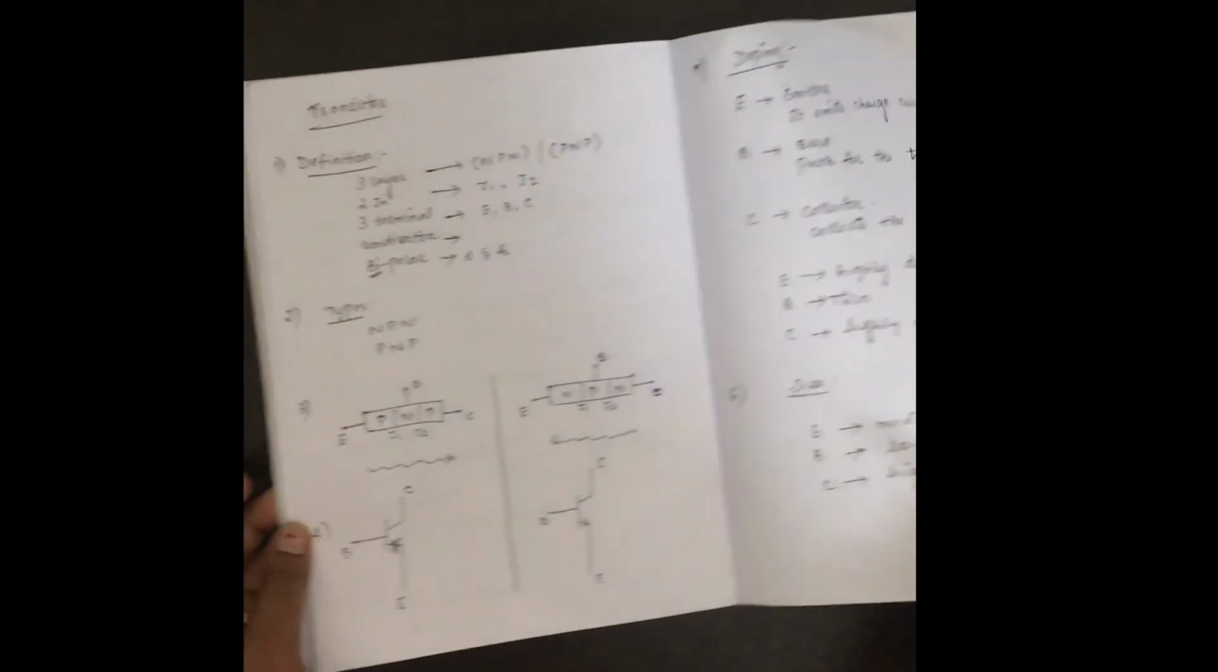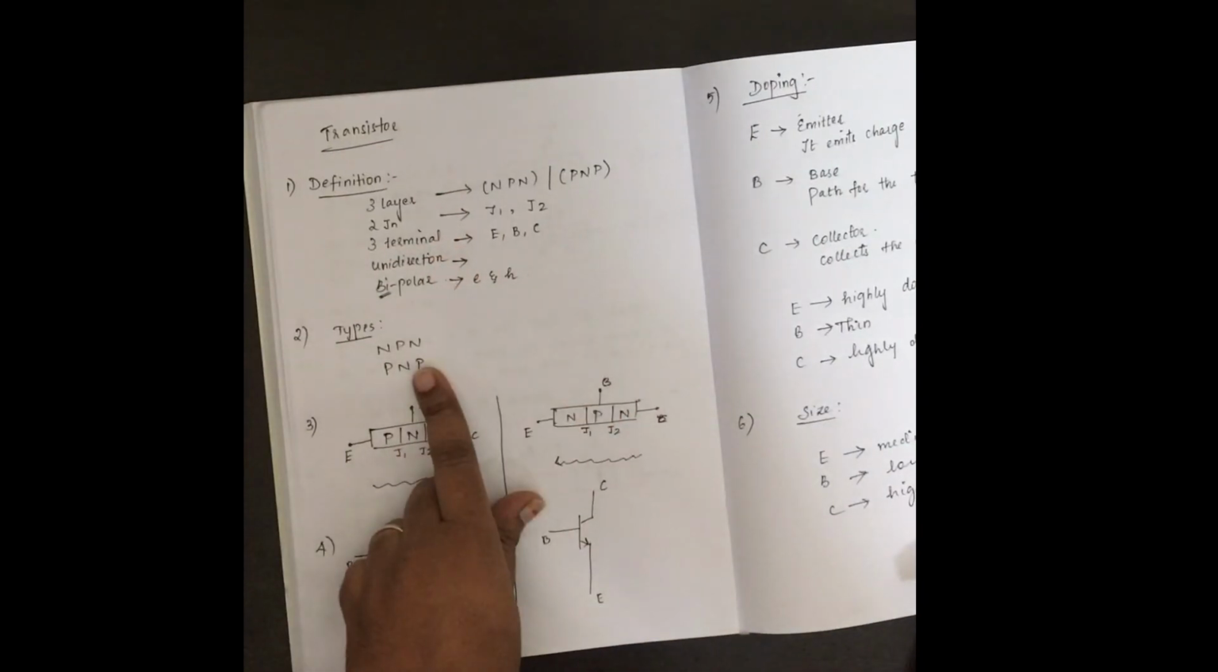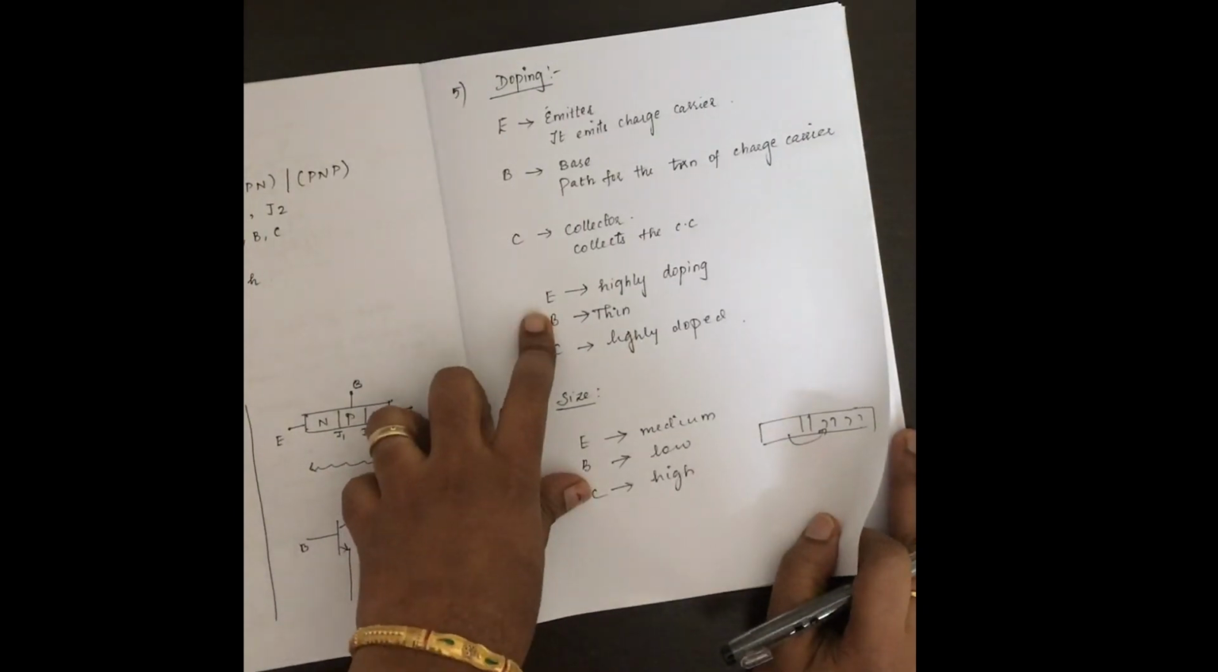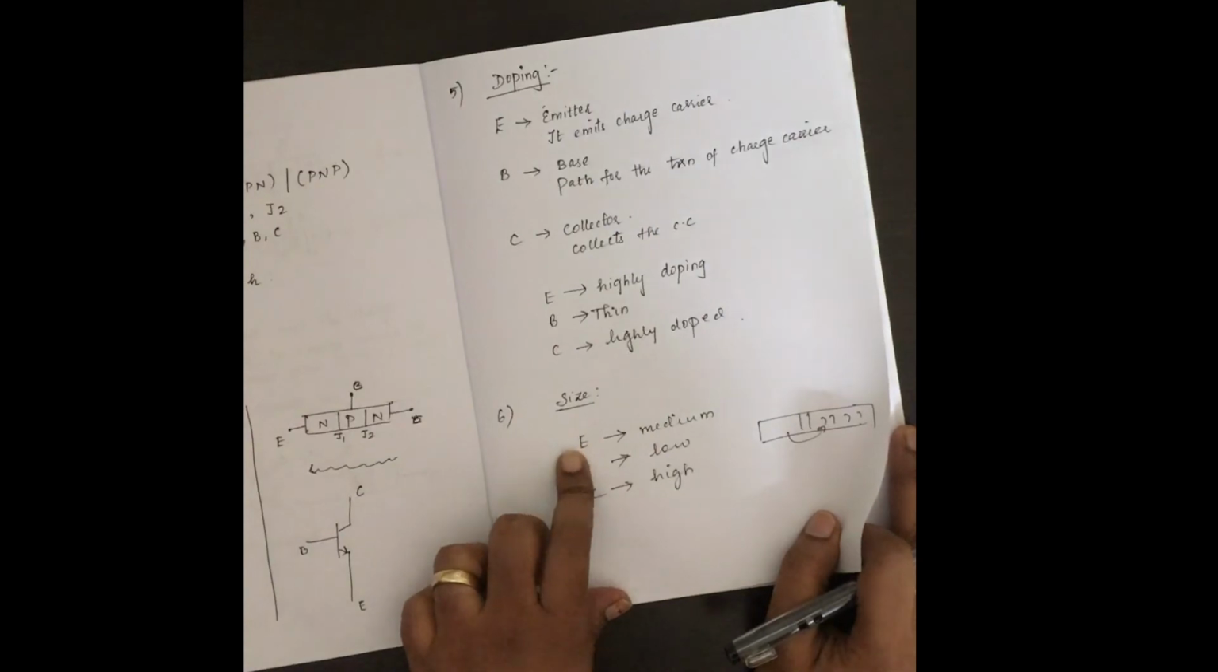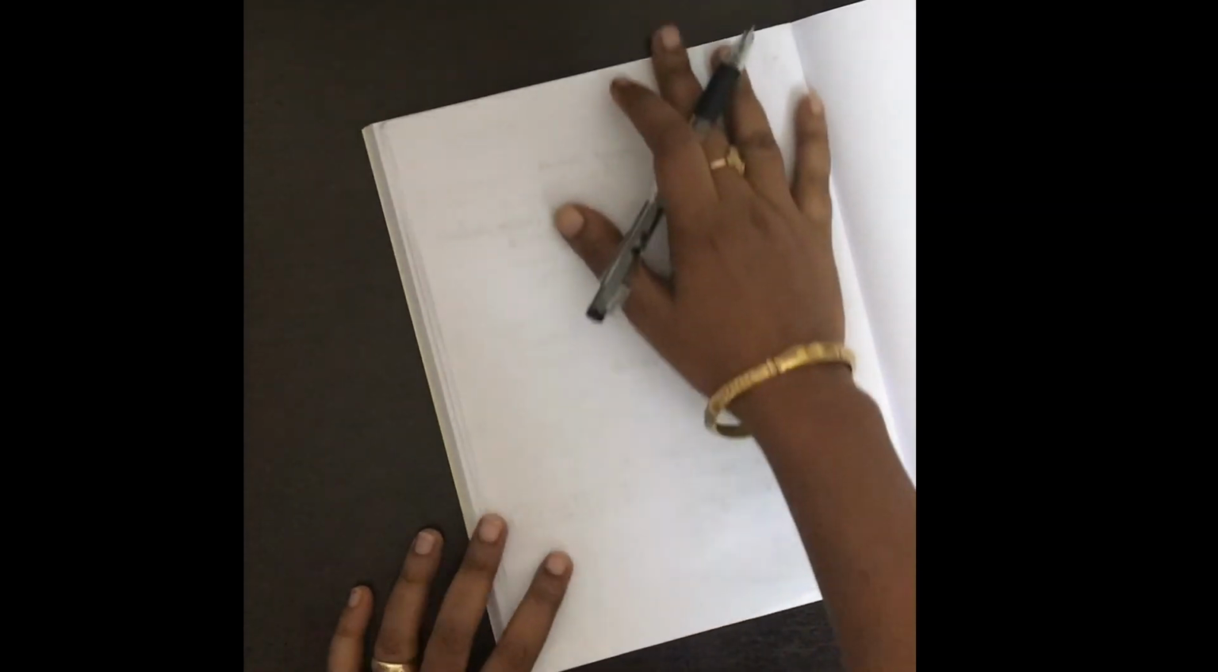So these are all the definition, the types and the symbol. Then the doping of the three layers and the size of the three layers. Next we'll be going into its operation.